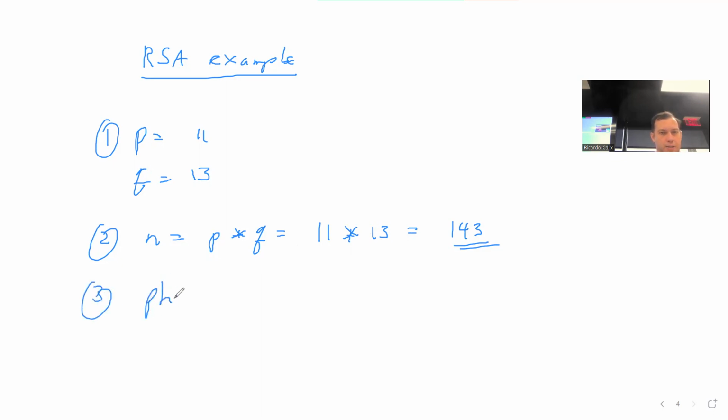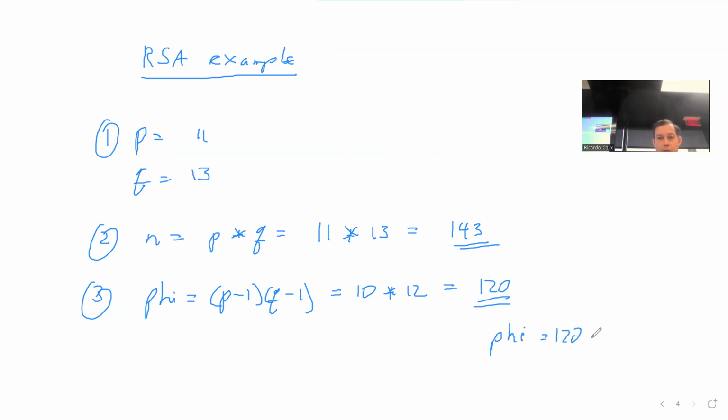Then we're going to do phi. Phi is going to be P minus 1 times Q minus 1, 10 times 12, and that gives you 120. So now we've got a number phi, 120, and this is the number that we're going to use in the GCD calculation to select our E. So this is what the algorithm would need to do that we've automated, right? So remember, phi is 120, and we're going to use that.